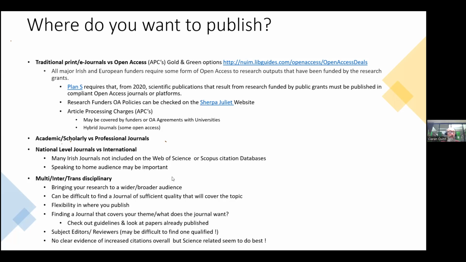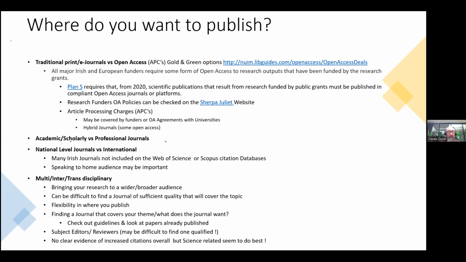Then there's, I suppose, think of multi-, inter-, transdisciplinary journals. They can be useful. They can bring your research to a wider, broader audience, though it can be difficult to find a journal of sufficient quality that will cover your topic. And you need to be flexible in where you publish, and finding a journal that covers your theme. What does that journal want? You need to consider that and check out the guidelines and look at papers already published.